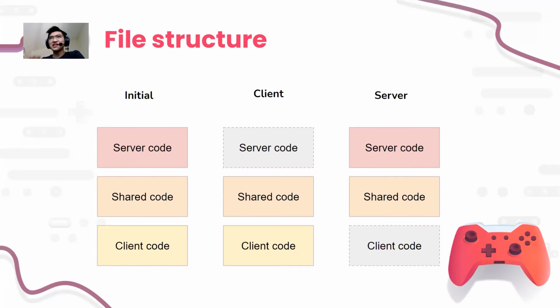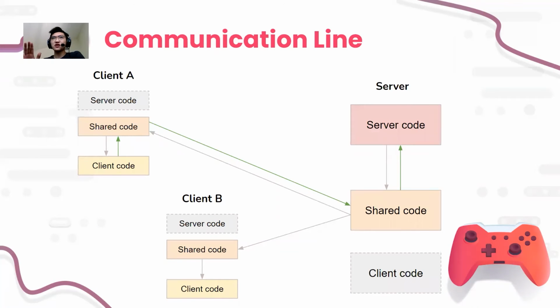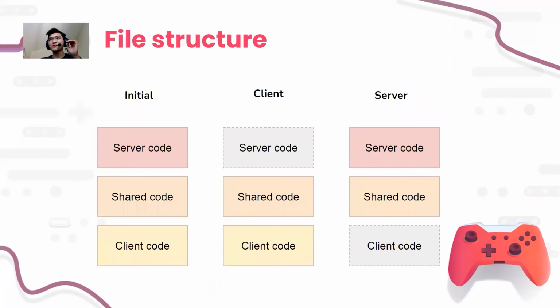But there's that one other piece of code, the shared code that I kind of skipped over, which plays an important role. You can see it doesn't get switched off whether you're a client or a server. That's because the shared code is essentially the way that the client and the server communicate, right?